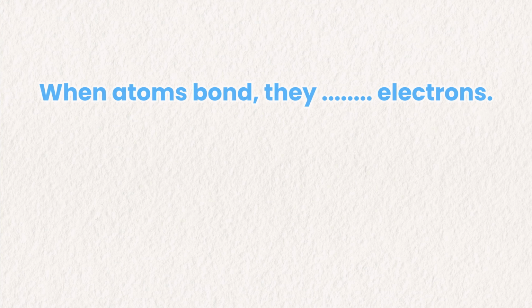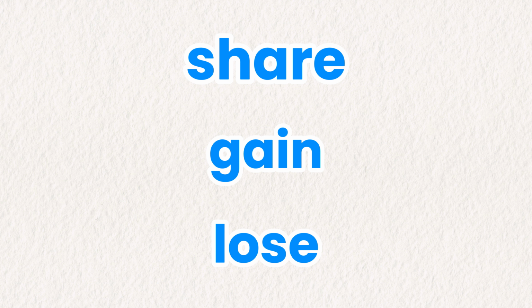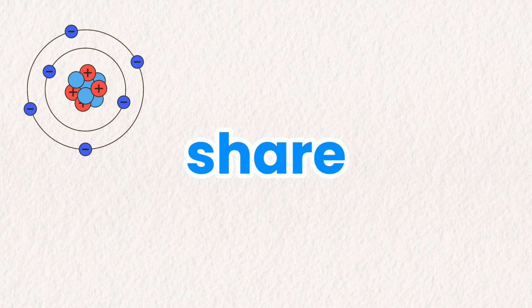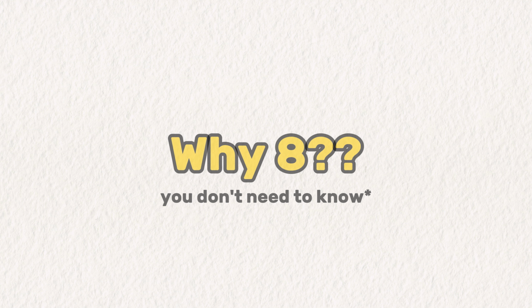So when atoms bond with each other, they either share, gain, or lose electrons to reach that magic number of 8. In our case, they share their electrons. That's why understanding valence electrons is so important, because they're the ones involved in getting to that full outer shell. Now, why exactly 8 electrons make an atom stable? Honestly, you don't really need to know all the quantum physics behind it right now. Just remember that atoms are most stable when they have 8 electrons in their outer shell. That's called the octet rule.